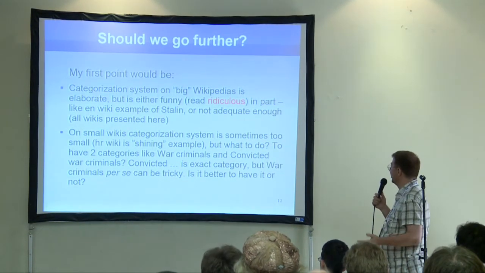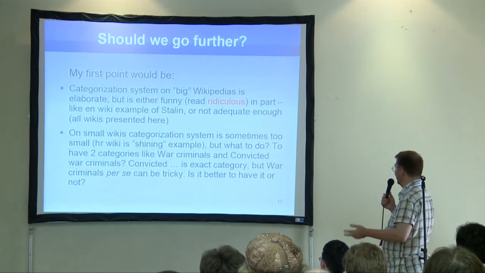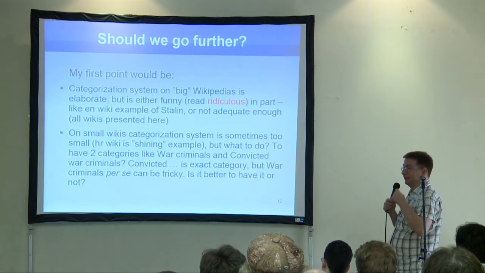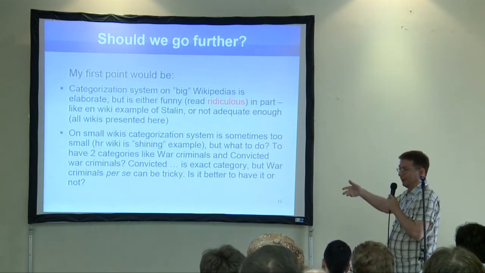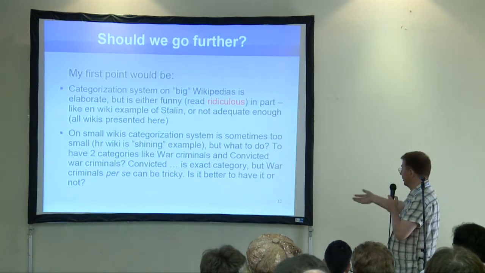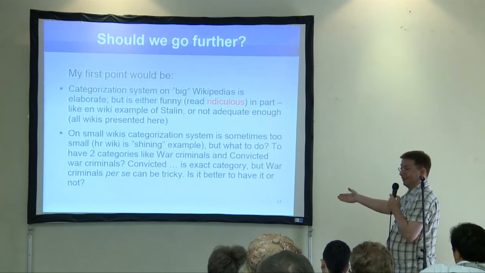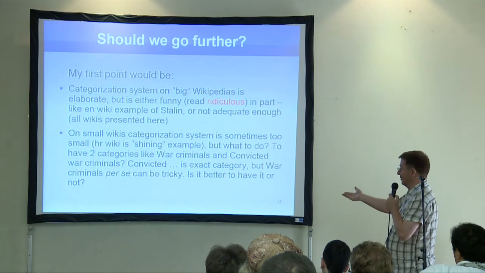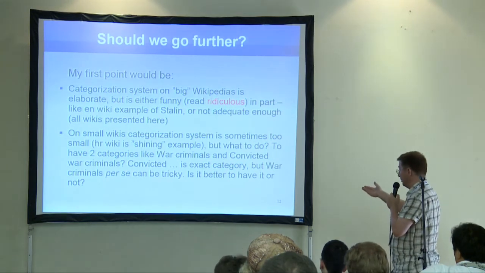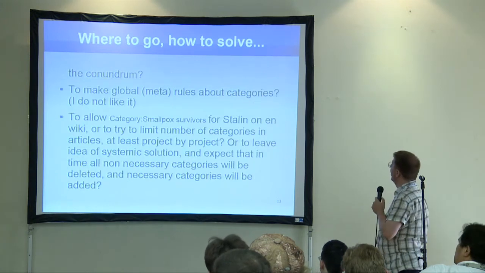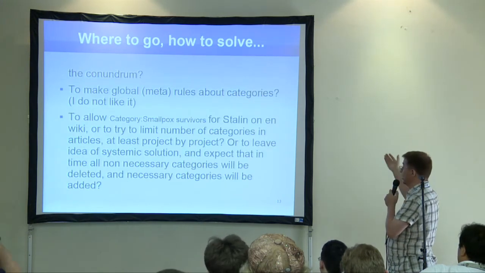But what to do? To have two categories like war criminals and convicted war criminals. Convicted war criminals is an exact category. It's fine because you can find out who is convicted and who is not. But war criminals per se can be tricky. You have to source that. Is it better to have it or not to have it? Where to go, how to solve this conundrum?